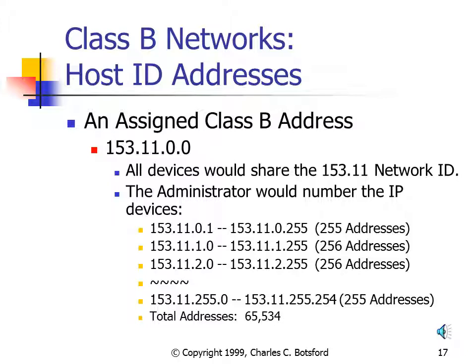Then I would increment the third octet to 1.0, 1.1, all the way up to 1.255. And I would keep incrementing the third octet. Each one of those increments would give me a possible additional 256 addresses until I got to the very last host, 153.11.255.254. Now the 255 we'd throw out because that's the broadcast address. That would give me a total of 65,534 addresses with my Class B network address.